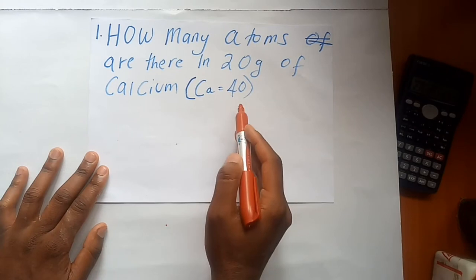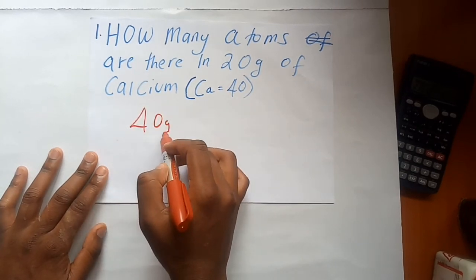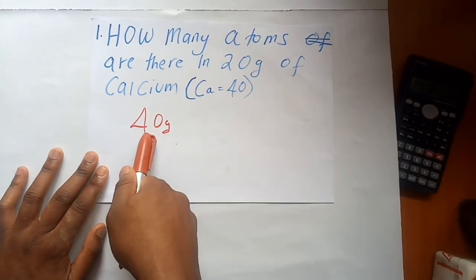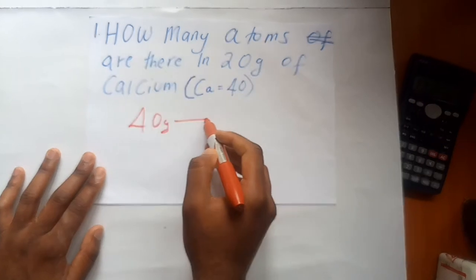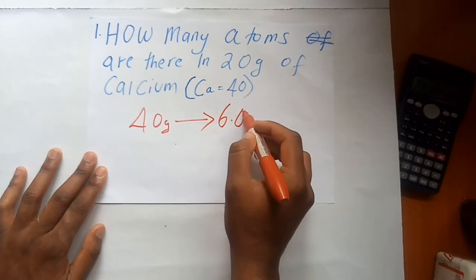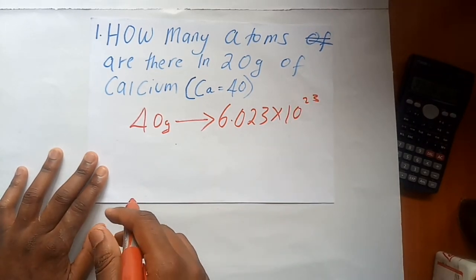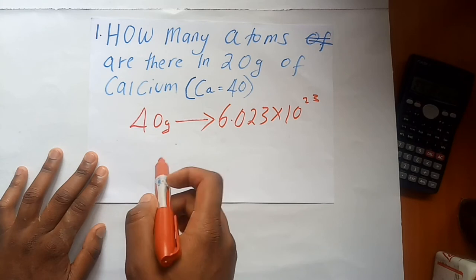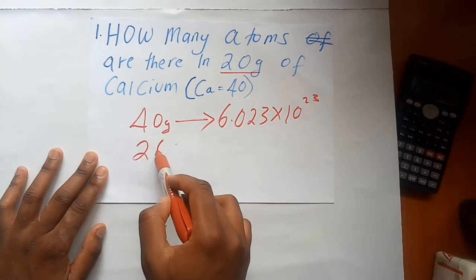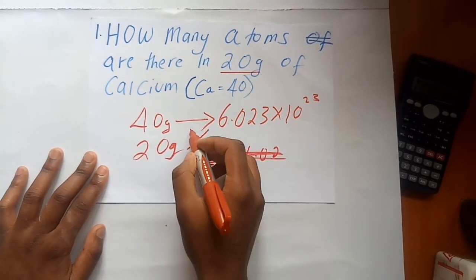You simply take 40 grams. Remember we said that this is RAM. It gives you the mass of 1 mole. And in 1 mole, the particles or the atoms that are there is 6.023 times 10 to the power of 23. Then you're being asked how many atoms are there in 20 grams. So you simply ask yourself, what about 20 grams? So you simply cross multiply.